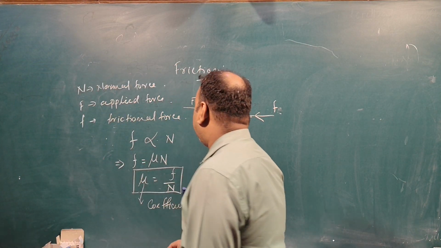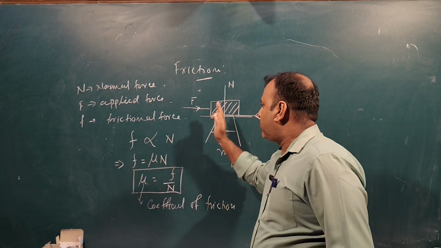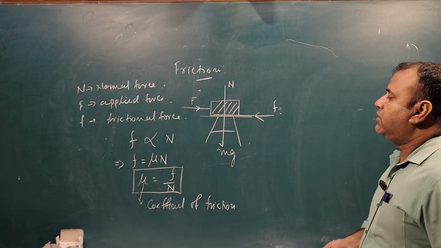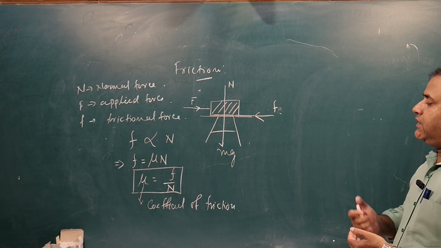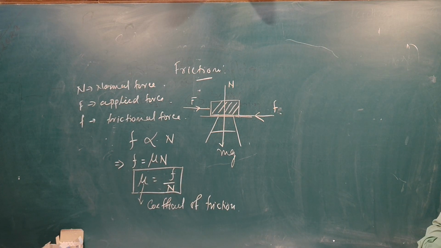Now see here, this is a frictional force, this is a normal force. Normal force means mg, and this is called your frictional force F. So you remember in this case, what is the unit of coefficient of friction? Coefficient of friction has no unit, so you remember.